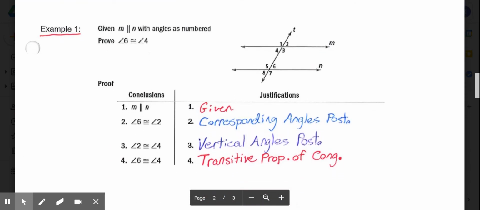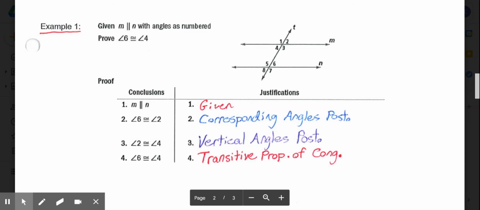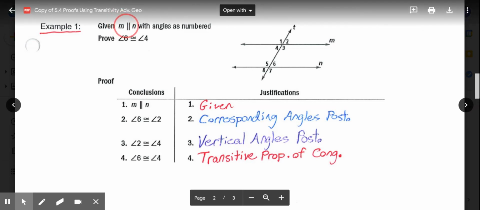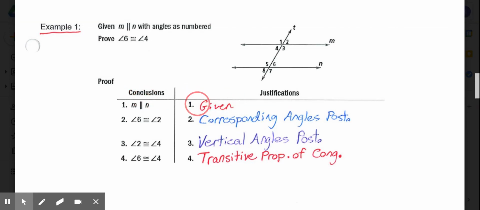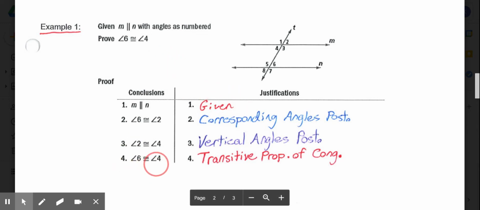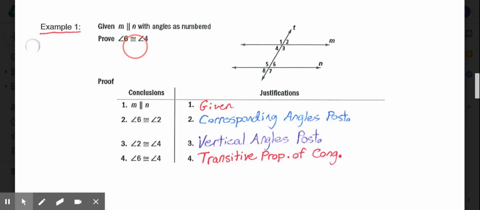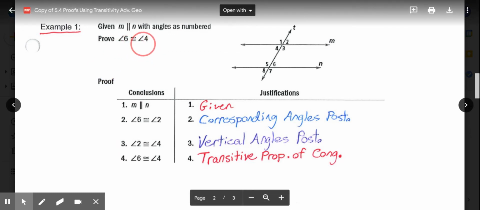So then example 1, we're going to look at a proof based on that idea of a transversal. We're given that M is parallel to N with the angles as numbered. So the first conclusion, M parallel to N, the justification was given. That info is given. You'll see their last conclusion is always the prove statement. So how do we go from M being parallel to N to stating angle 6 is congruent to angle 4?